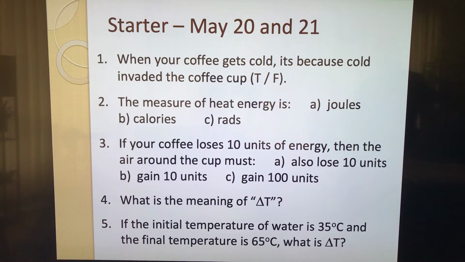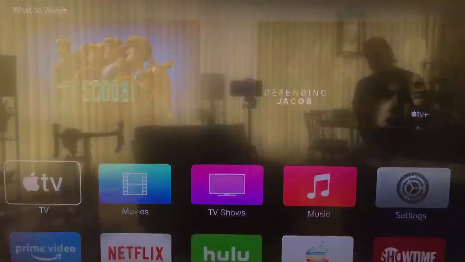Number three, if your coffee loses 10 units of energy, then the air around the cup must A, also lose 10 units, B, gain 10 units, or C, gain 100 units. Number four, what is the meaning of triangle T? And number five, if the initial temperature of water is 35 degrees Celsius and the final temperature is 65, what is triangle T?